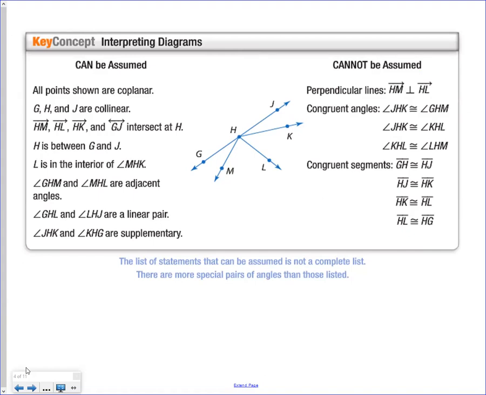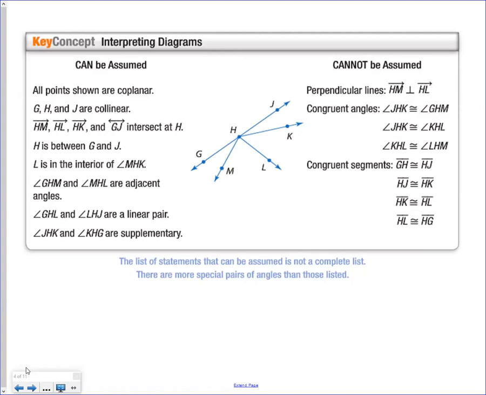G, H, and J are collinear. In general in a diagram, unless we have a reason to believe otherwise, if 3 points look like they are in a line, they are. So it appears that G, H, and J are in a line. We can say that they are, unless there's something that would clearly indicate that it's only 179 degrees and it looks like 180. But generally speaking, we're going to assume that something that looks like a line is a line.